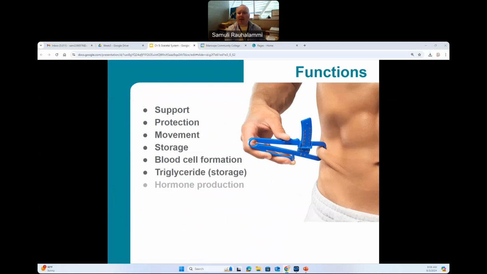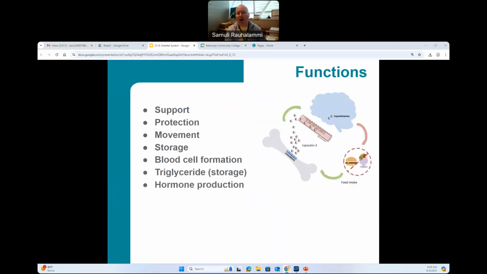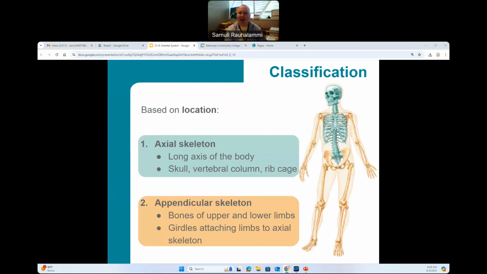We also end up seeing that the skeleton plays an important role when it comes to fat being stored in the internal bone marrow cavity. So another function for that. And the final function that I have listed on this slide relates to the role of the skeletal system in regulation of hormone production. So a lot more to the skeleton than students often end up thinking initially. Let's talk a little bit about how we can divide the skeletal system into different parts and in different ways.